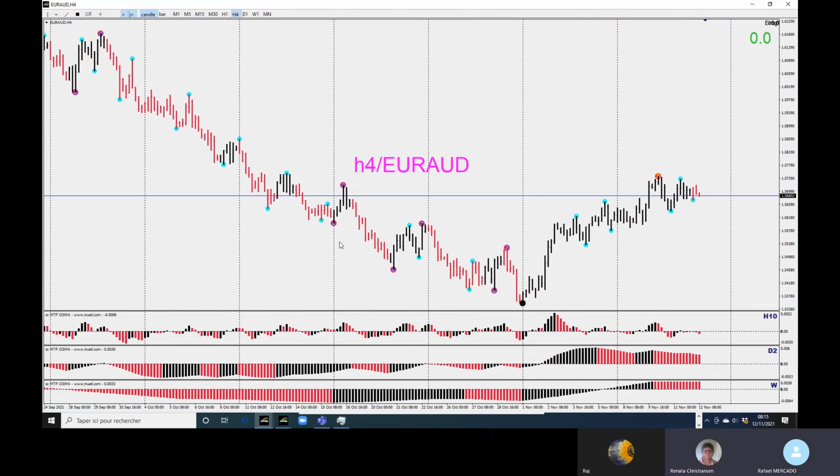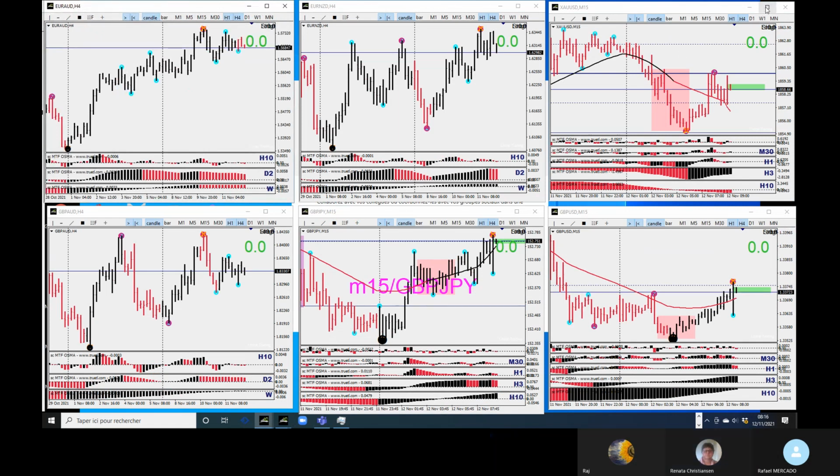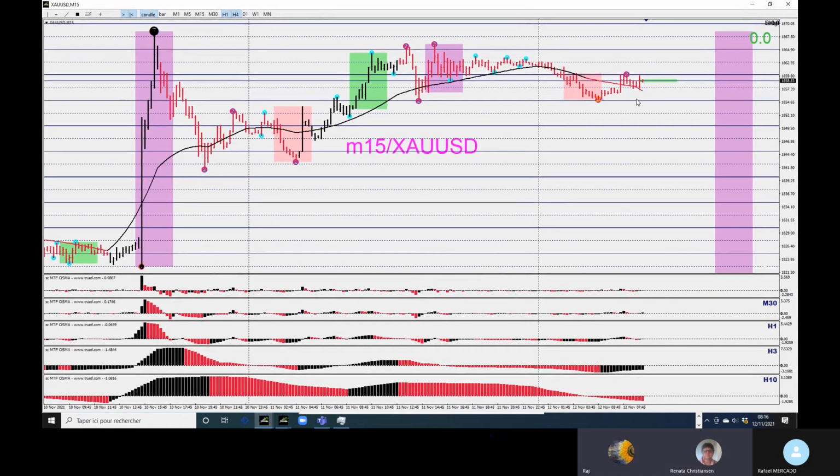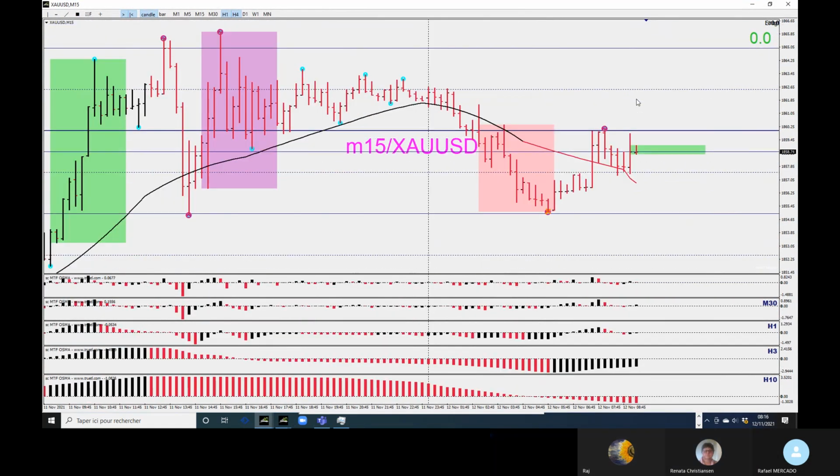There were two balls on the 15. We didn't follow them. This one on gold. Go ahead, Rafael. What would you do? No, we don't follow it. These two balls, because everything is lining up to go in long. So these two balls are not established yet.